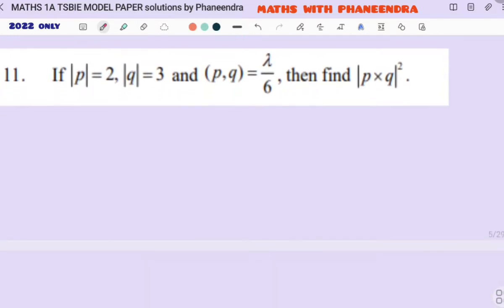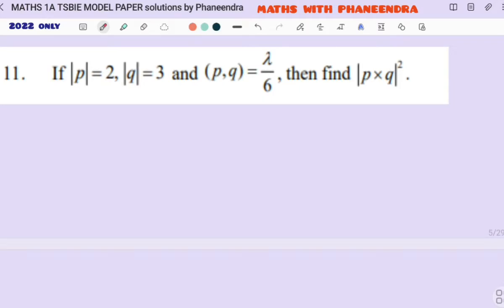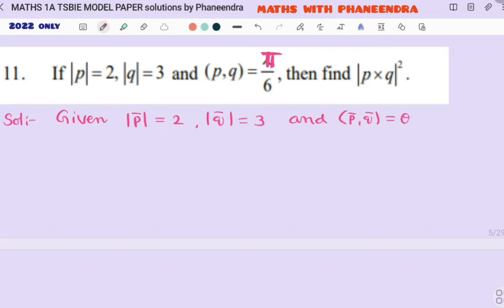The next question: if mod P bar equal to 2 and mod Q bar equal to 3 and the angle between P bar and Q bar is pi by 6, then find mod P bar cross Q bar whole square. So here given magnitude of the vector mod P bar equal to 2, mod Q bar equal to 3 and the angle between them, theta equal to pi by 6. Pi by 6 means 30 degrees.